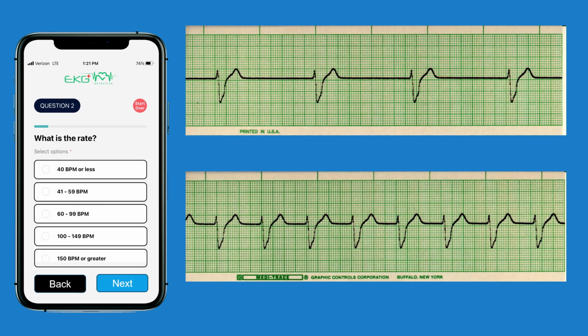The next question that the app is going to ask is what the ventricular rate is. And there are basically two types of idioventricular rhythms. There's going to be idioventricular rhythms that are 40 beats per minute or less, or we will have idioventricular rhythms that are between 41 to 99 beats per minute.